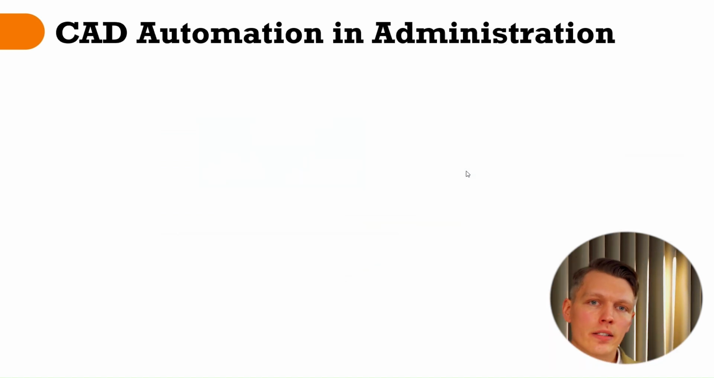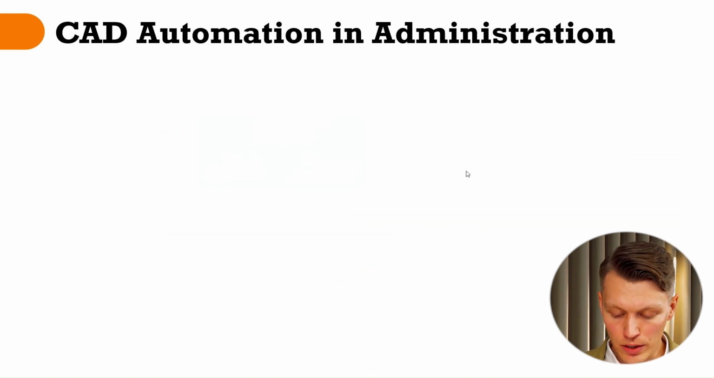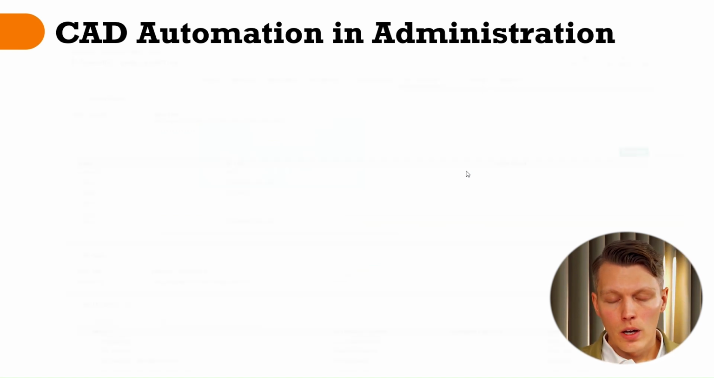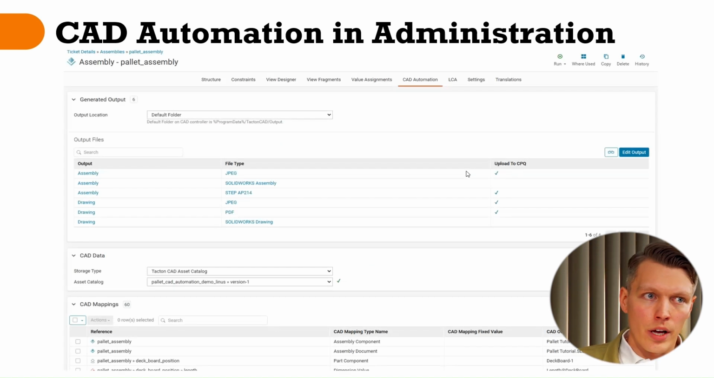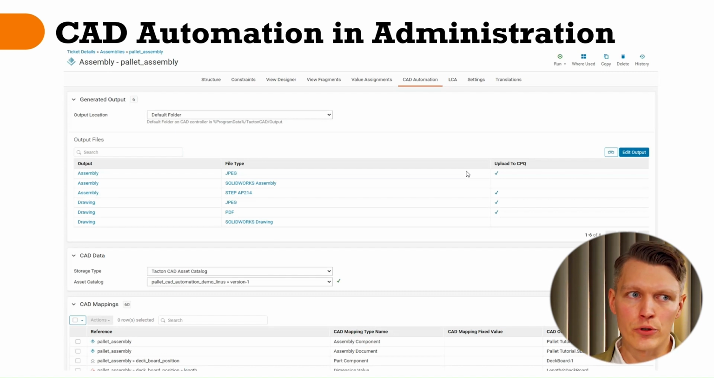So quickly, let's look at what kind of information we're storing and what settings we're doing in CPQ related to that. Here we're on an assembly, the pallet assembly that we just saw an example of in the demo. And we can see at the top here, we have some different options related to generated output. The output that I've selected for the assembly is a step file and a JPEG. I also have my SolidWorks assembly here, so a native file format, but you can see I'm not uploading that to CPQ because it doesn't make a lot of sense, and potentially there could be intellectual property in there.